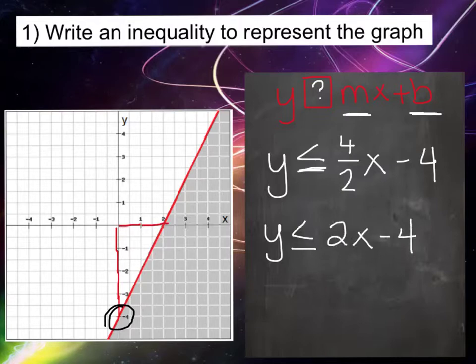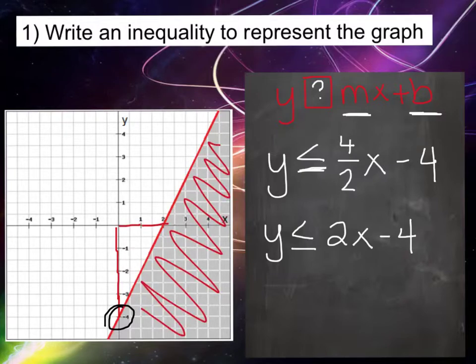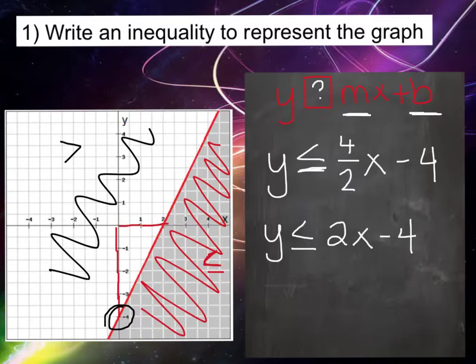Notice for my inequality symbol, if I'm shading below the graph, then I can use a less than or equal to. And if I had the shade above the graph, like if the shading was over here, it would have been a greater than, or it depends on if it's going to be equal to or not, but at least a greater than symbol.